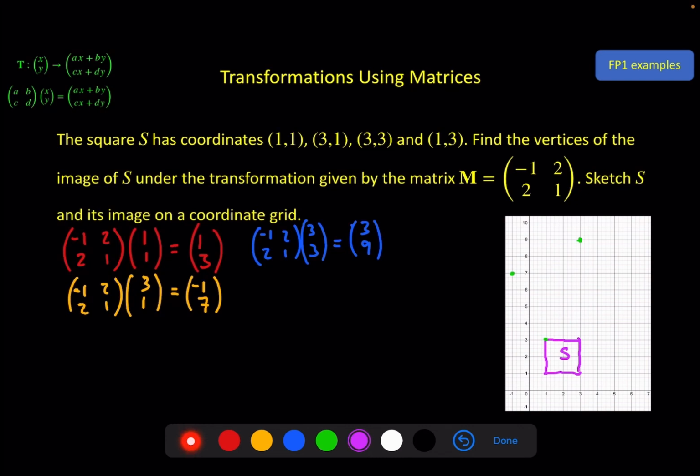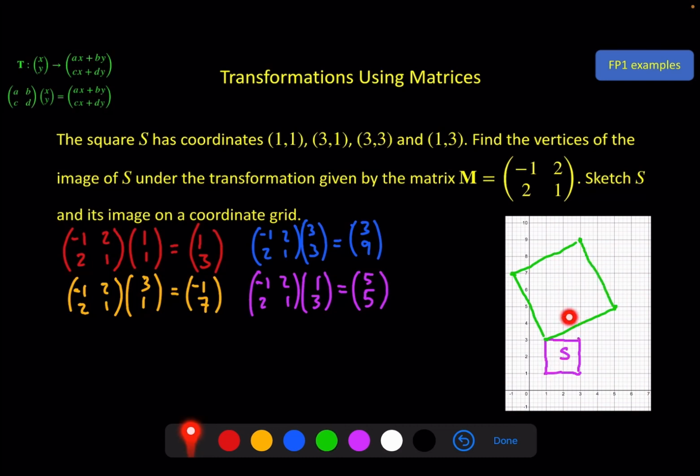So here we go, minus 1, 2, 2, 1 applied to the final coordinate 1, 3 is going to give minus 1 plus 6 is 5, and 2 plus 3, which is also 5. 5, 5 puts the final coordinate exactly where we expected it. So you can see the square has enlarged and rotated in one big transformation. We could call this S prime, the image of S. And that's fairly straightforward, I hope.